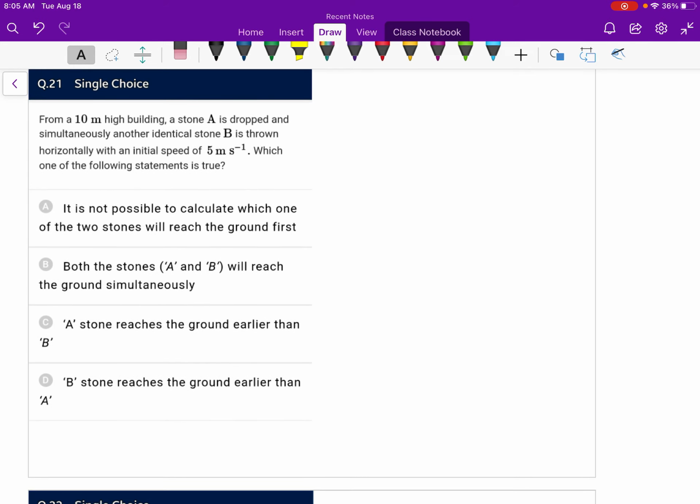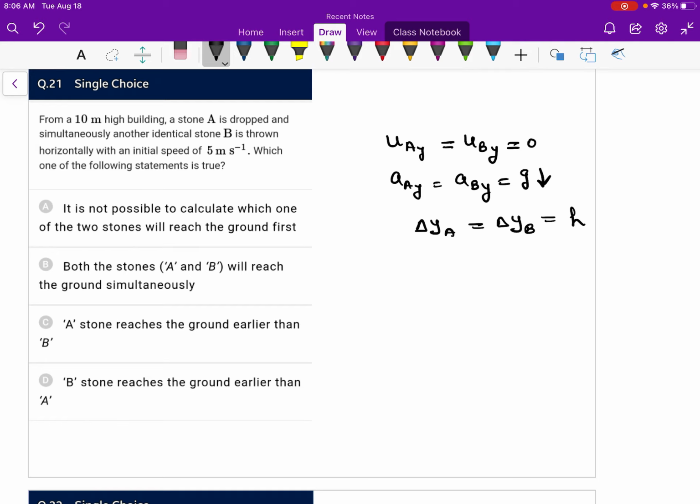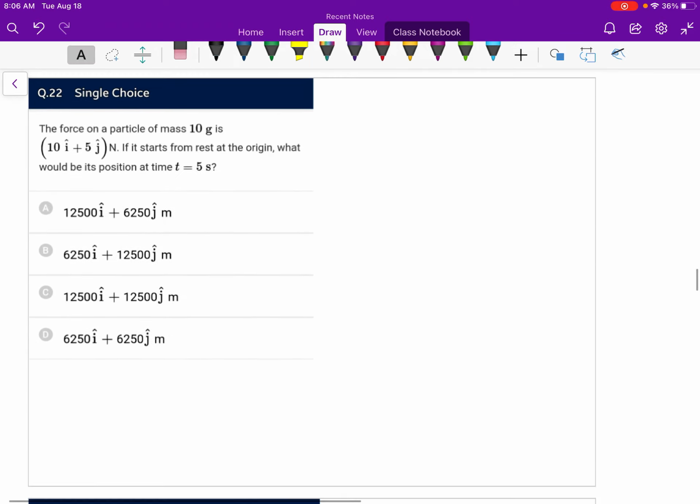From a 10-meter high building, a stone A is dropped, and simultaneously another stone B is thrown horizontally. So both the stones have initial velocity 0 in the vertical direction. UAy is equal to UBy is equal to 0, and aAy is equal to aBy is g downwards, and delta yA is equal to delta yB is the height of the building. So in the Y direction, all three parameters are the same, so time taken will be the same. So both the stones will reach the ground simultaneously, so B is the correct option.